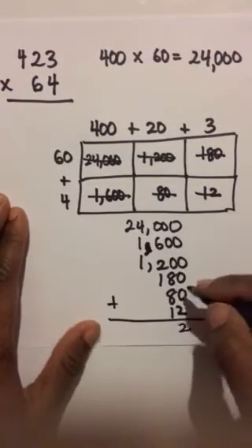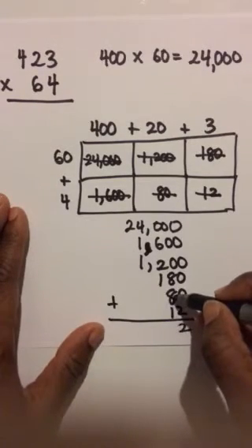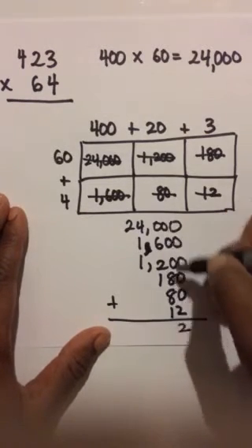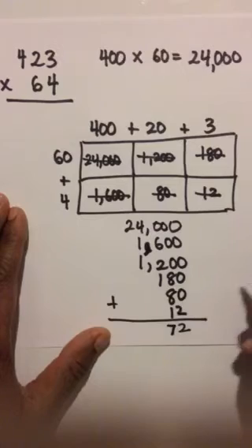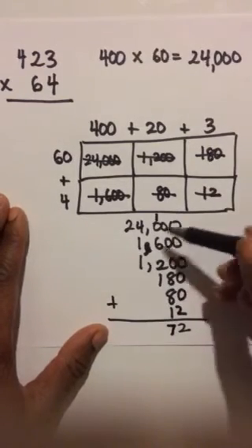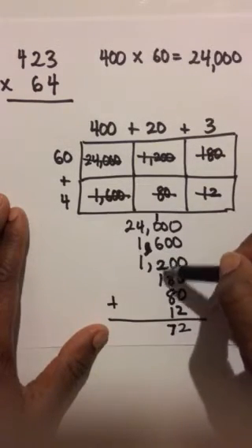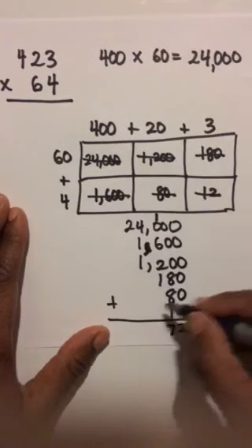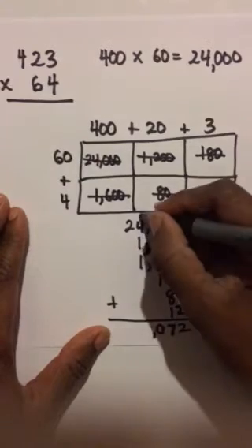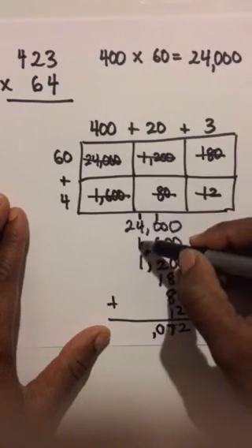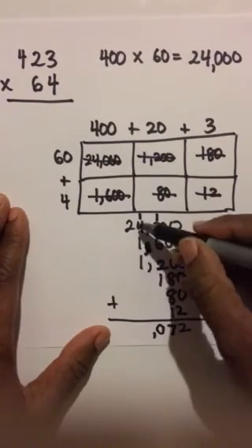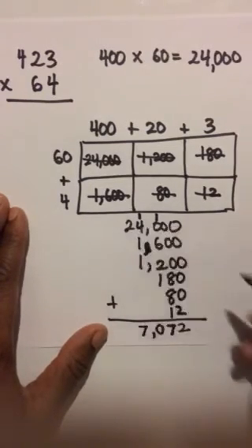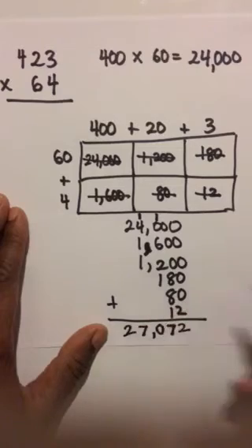I don't see an easy combination of numbers. Let's just do 80 plus 80, which is 160, plus 10 is 170. 170 plus 3 zeros is still 170. Bring down the 70, carry the 100. 600 plus 200 is 800. 900, 1,000, plus nothing is still 1,000. So there are 0 hundreds, carry that 1,000. 1,000 plus 1,000 plus 1,000 is 3,000, plus 4,000 is 7,000. And then 20,000 plus nothing is 20,000.